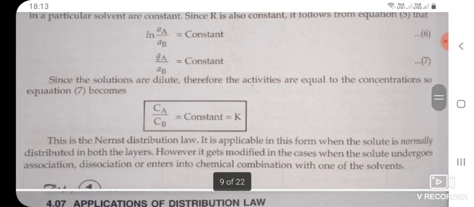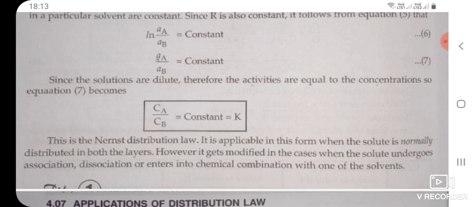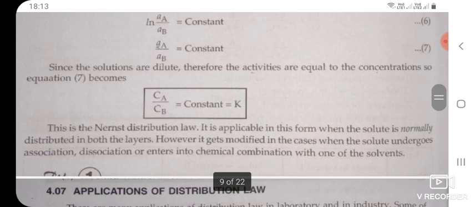Since the solutions are dilute, the activities are equal to the concentrations. So equation 7 becomes concentration of A upon concentration of B is equal to a constant. This is the Nernst distribution law. It is applicable in this form when the solute is normally distributed in both the layers. However, it gets modified in cases when the solute undergoes association, dissociation, or enters into chemical combination with one of the solvents.